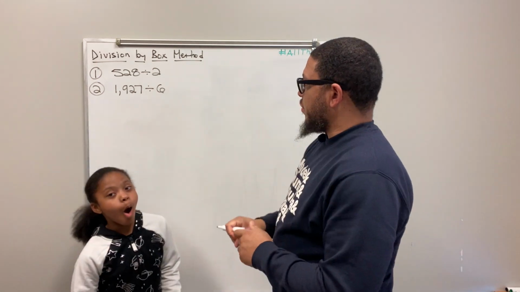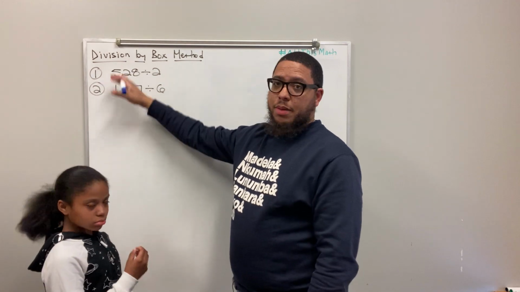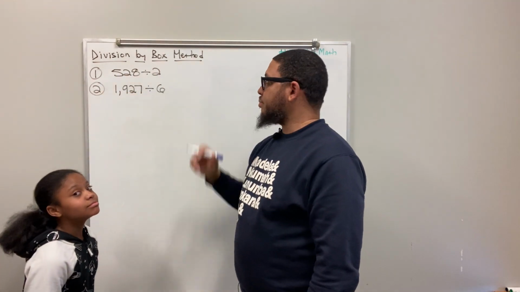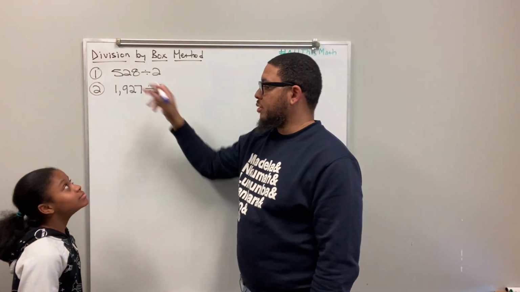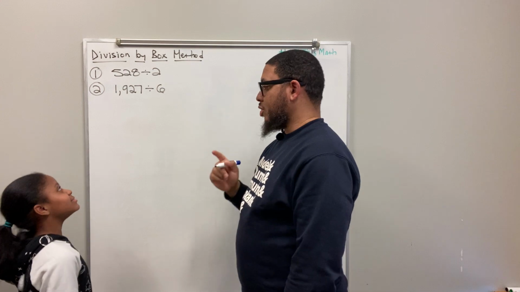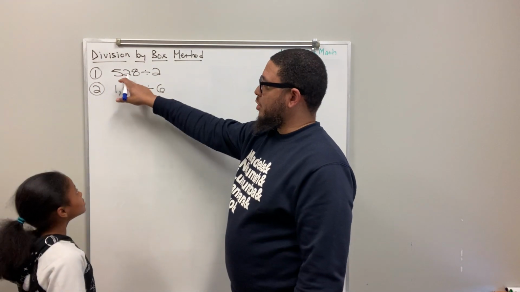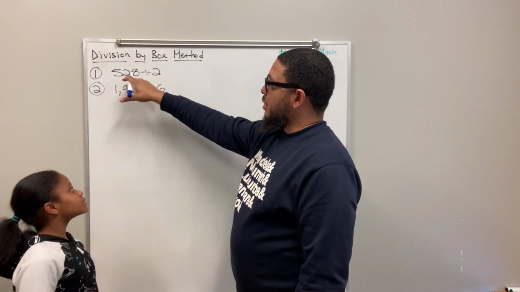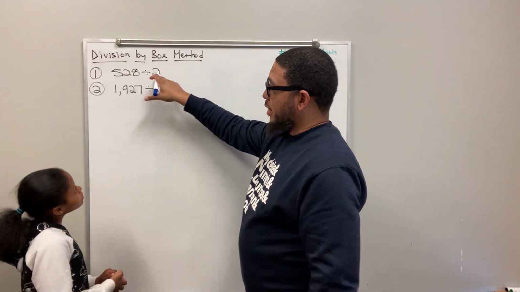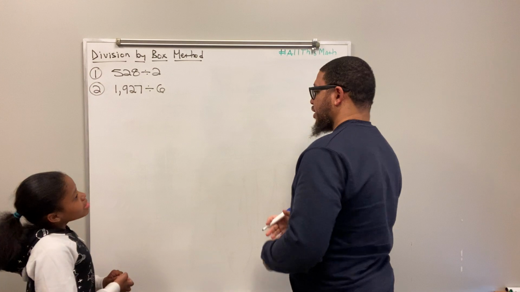So this is how we start. We look at number one. We have two examples, by the way. Number one says 528 divided by 2. The first number is called the dividend. That's the number that's actually being divided. The second number is called your divisor.